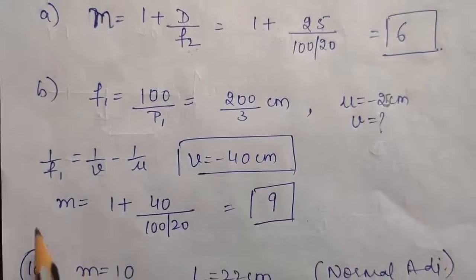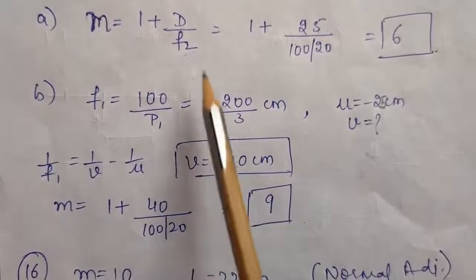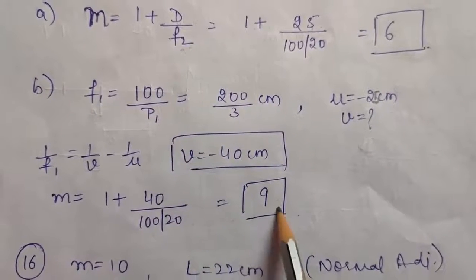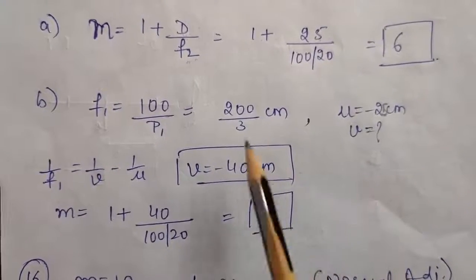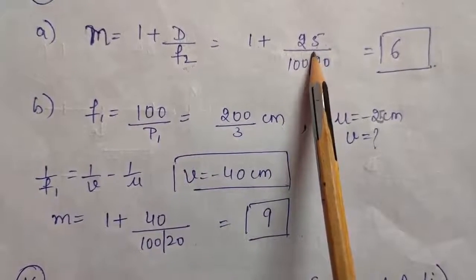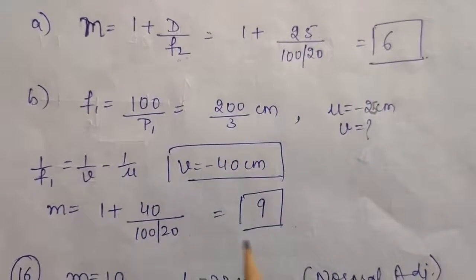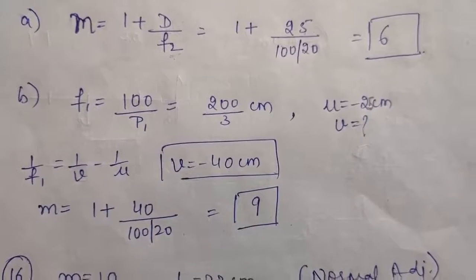So again, M will be equal to 1 plus 40 upon 100 by 20, that is again F2, that will come to be 9. Okay, so in both the cases, there is only one difference. When he uses his glasses, the image is formed at 25 centimeters only, but when he removes his glasses, the image will be formed at 40 centimeters.